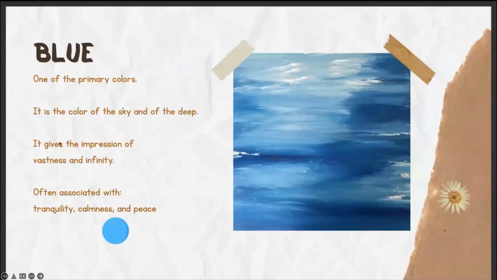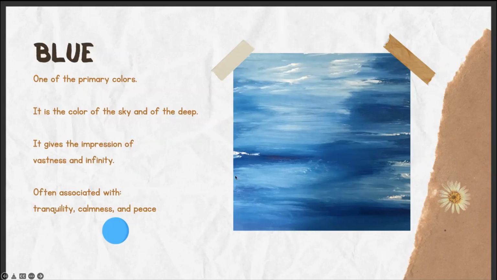Next is blue. One of the primary colors. It's the color of the sky and of the deep. It gives the impression of vastness, ocean. That's why of the deep, ocean deep. And when we talk of ocean, we associate it with vastness, no? And the sky is blue. That's why we associate it with infinity in a way, no? Often associated with tranquility, calmness, and peace.